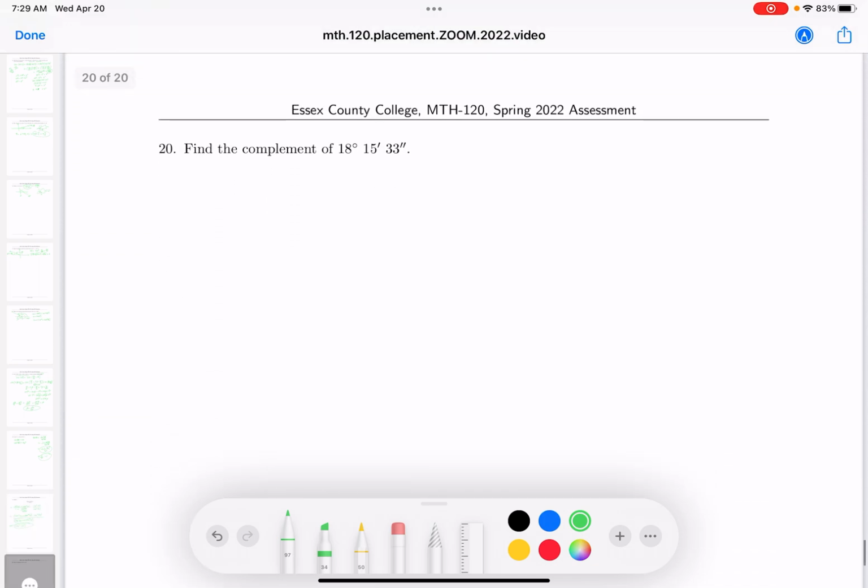Let's go to number 20. 20 is probably the easiest one on the exam, or the review sheet, I should say. And a complement, again, if you can't remember that, it's understandable. I can't remember a lot of things too. As you age, you're going to start to forget more and more, even simple things, by the way. But that's the whole point of studying before you get to an exam.